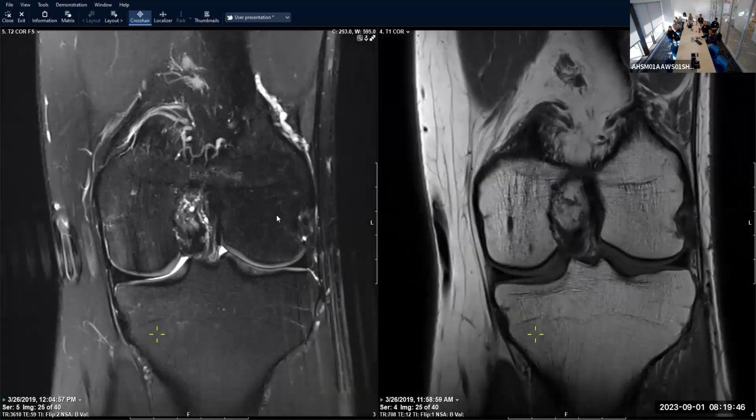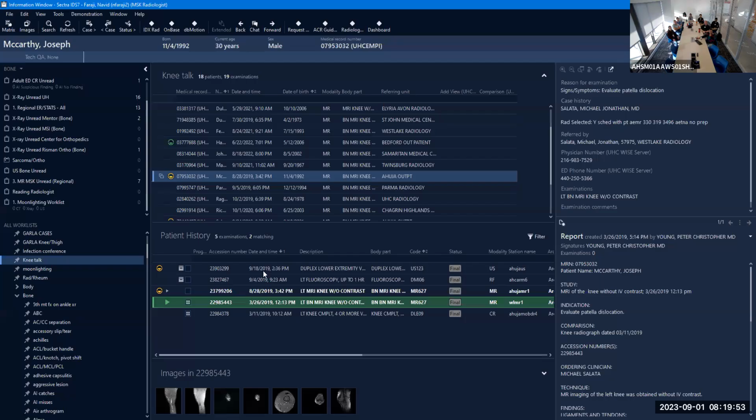Anything I haven't covered? Any questions? Okay, let's dive into some cases then. The same person came back 5 months later.